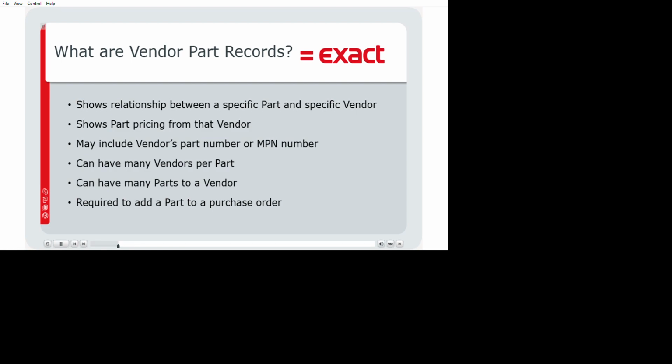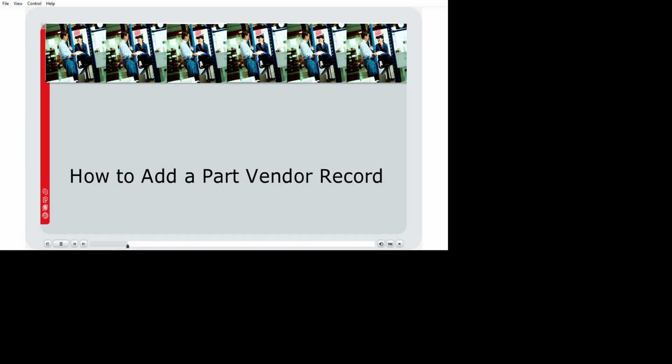You may have many vendors that you purchase one part from, and you may have many parts that you purchase from one vendor. This record is required before you can add a part to a purchase order. Let's find out how to add the part vendor record.